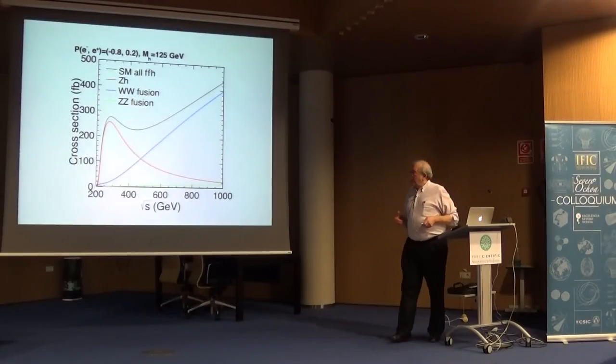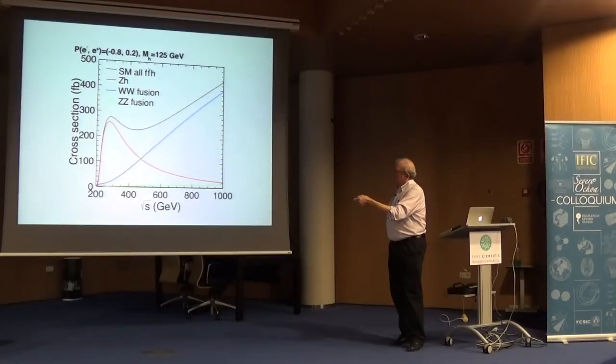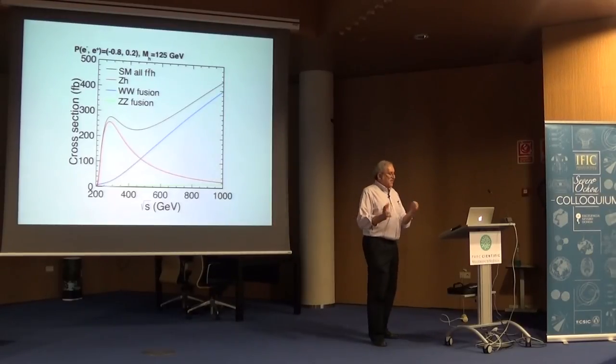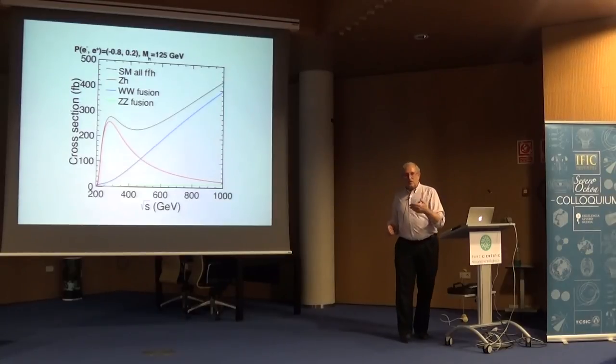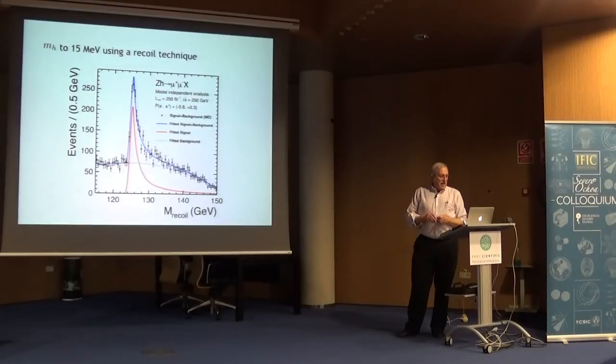Here are the processes that produce Higgs. As you change the energy, the initial energy will be 500 GeV, you can change from the process where you produce the Z with the Higgs to the process where you produce the Z with neutrinos. They have separate systematics and separate advantages. So if you measure both, you can put them together and learn more things.